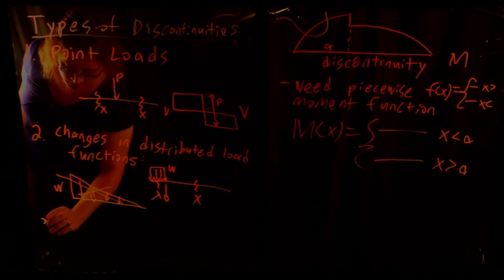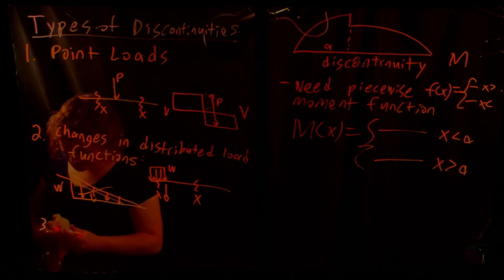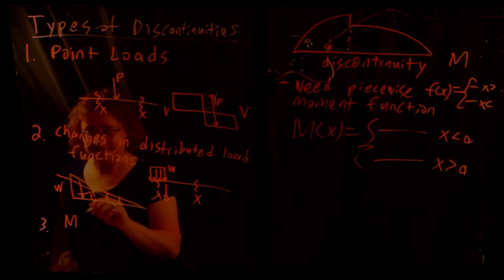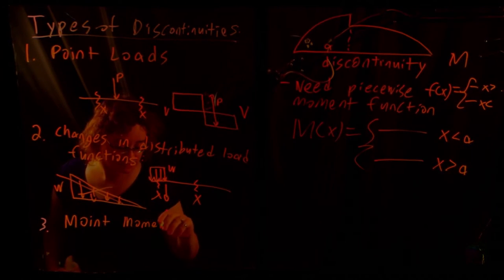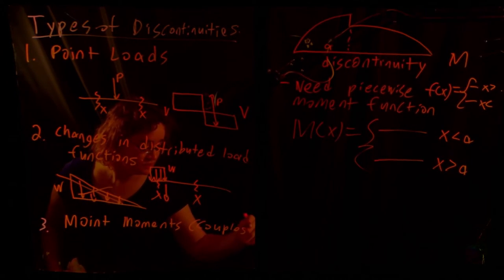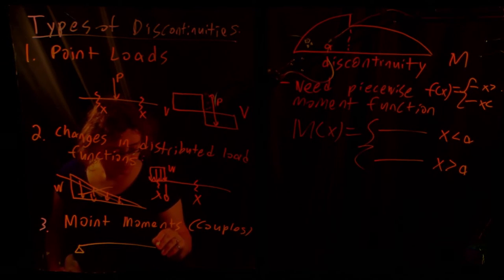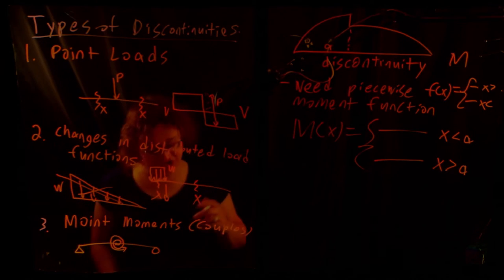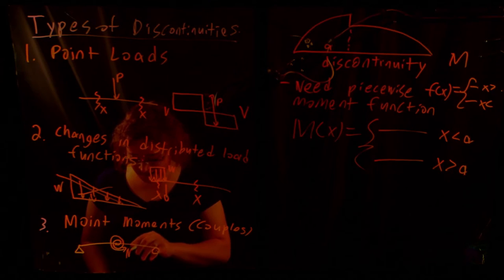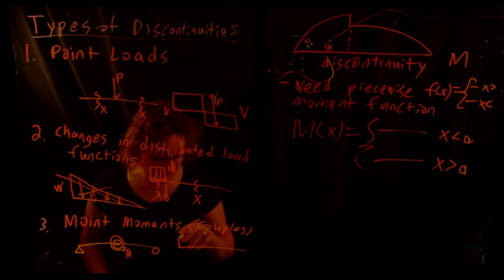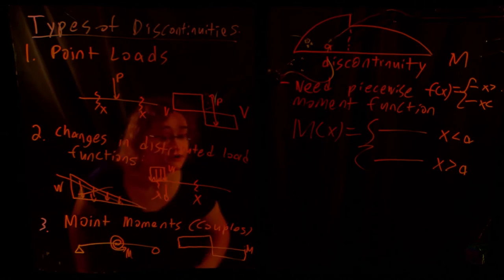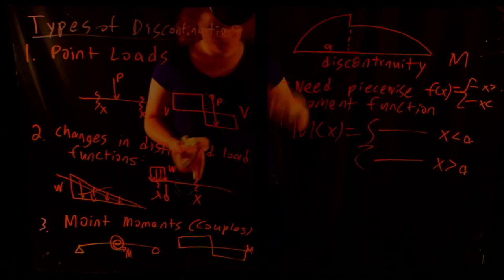And finally, we could probably think of some others as well, but these are the big ones you need to look out for. So three, the last one I want to talk about is point moments. We looked at point loads, but you can also have point moments or couples. In other words, if you have a simply supported beam, for example, and you have a couple at a location, that couple will not represent a discontinuity in the shear diagram, but it will produce one in the moment diagram. Let's say there is just an M applied here. Your M diagram might have something like this. If that was the only force on the beam, there would be a jump upward or downward in my moment diagram.